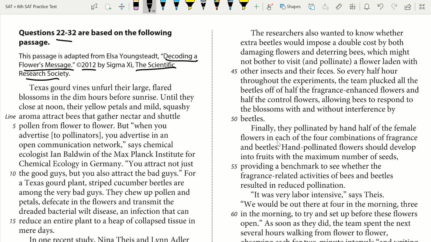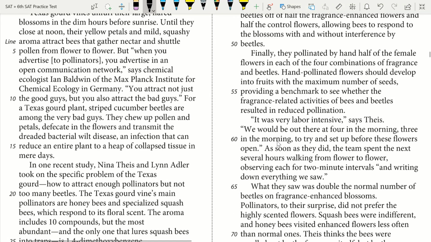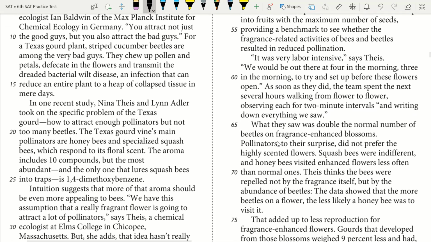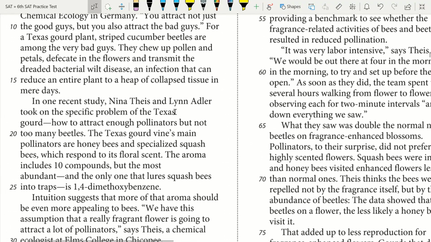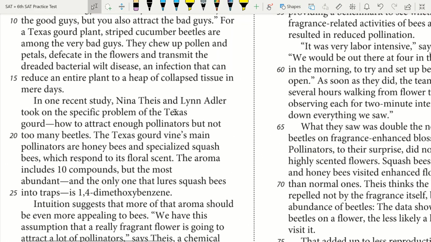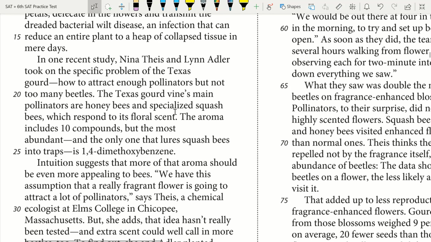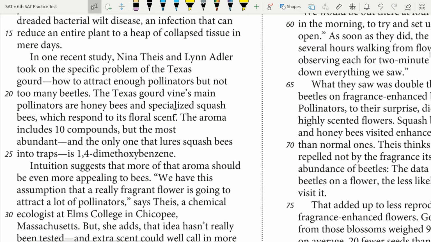All right, so Texas gourd vines unfurl their large, flared blossoms in the dim hours before sunrise. Until they close at noon, their yellow petals and mild, squashy aroma attract bees that gather nectar and shuttle pollen from flower to flower. But when you advertise to pollinators, you advertise in an open communication network, says chemical ecologist Ian Baldwin of the Max Planck Institute for Chemical Ecology in Germany. You attract not just the good guys, but you also attract the bad guys. For a Texas gourd plant, striped cucumber beetles are among the very bad guys. They chew up pollen and petals, defecate in the flowers, and transmit the dreaded bacterial wilt disease, an infection that can reduce an entire plant to a heap of collapsed tissue in mere days.